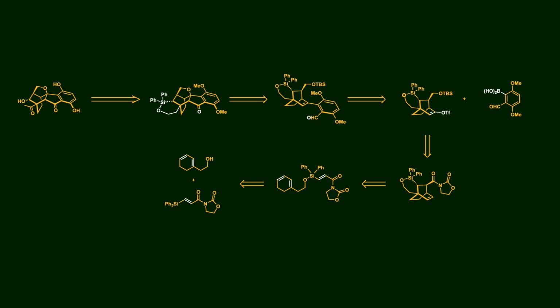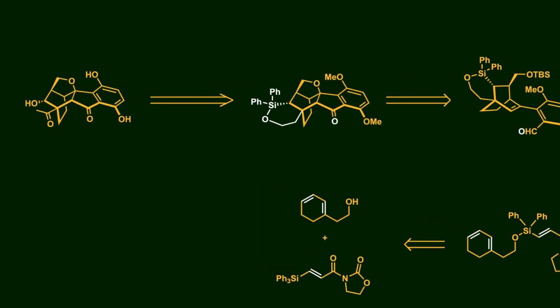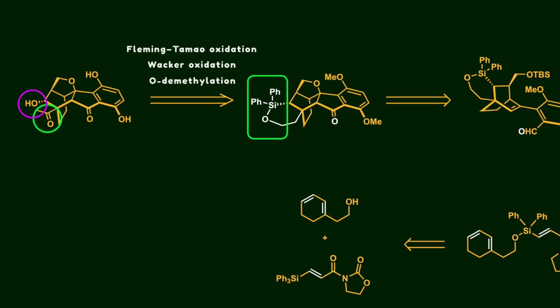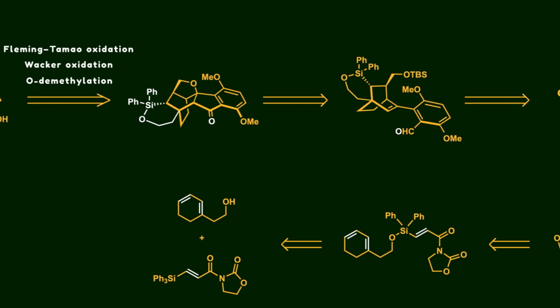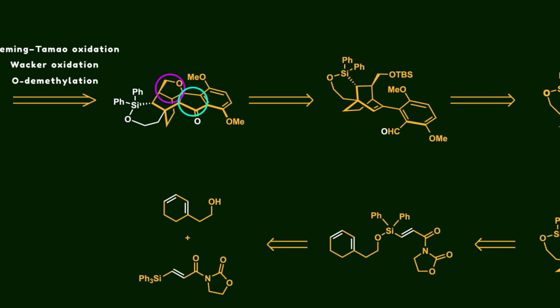The target molecule can be achieved from the hexacyclic intermediate, where the presence of a silicon-oxygen bond in the ring led to the hydroxyl and carbonyl functional groups on the bicyclo-octane moiety through a sequence of Fleming-Tamao oxidation, Wacker oxidation, and O-demethylation. The indenone framework and the 5-membered ring on the bicyclo-octane can be constructed via a sequence of O-deprotection, Prins reaction, and cycloetherification followed by oxidation.